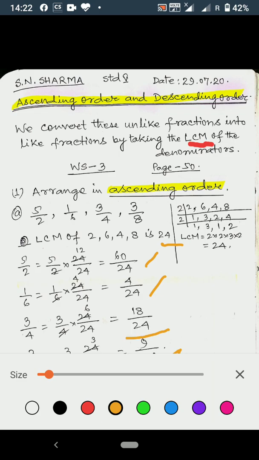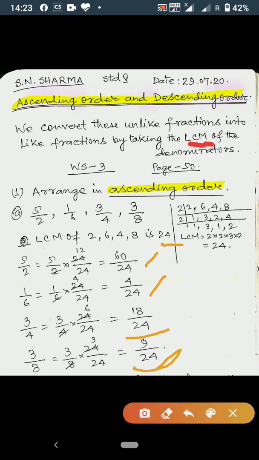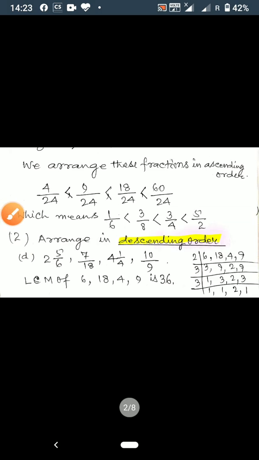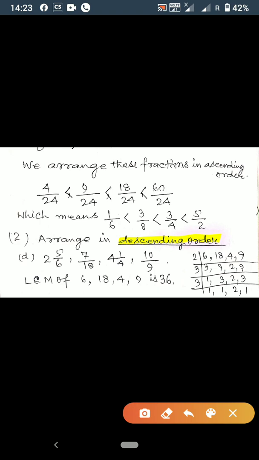Now the given fractions are converted into the equivalent fractions. That means their denominators are 24. 5 by 2 equal to 60 by 24, 1 by 6 equal to 4 by 24, 3 by 4 equal to 18 by 24, 3 by 8 equal to 9 by 24. Now we arrange these fractions in ascending order. Ascending order means increasing order.